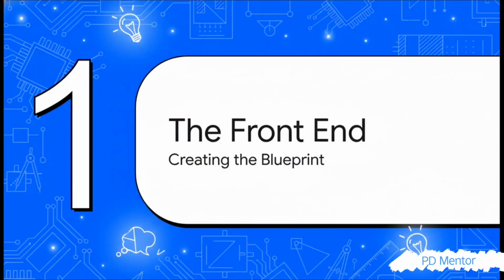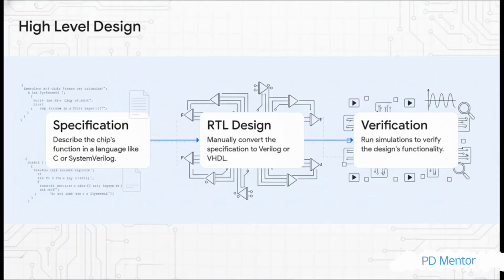Okay, let's start at the very beginning. In the world of pure logic and function, welcome to the front end. This is where the architects and designers get to dream up what this chip is going to be. It all kicks off with a specification. Think of it as a detailed document that spells out exactly what the chip needs to accomplish, sometimes written in a high-level language like C.